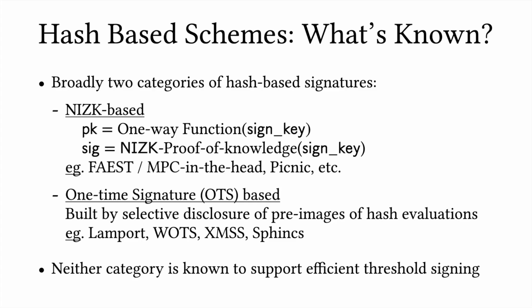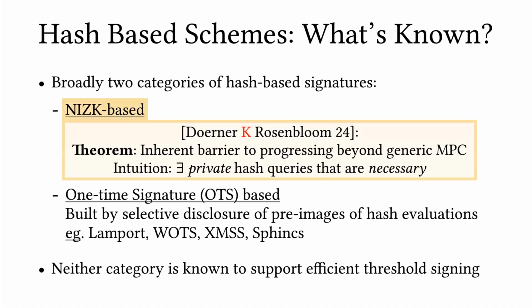And on the other hand, there's one-time signature-based schemes. So there's no good way to succinctly characterize this class of techniques, but essentially you can think of this as starting from Lamport and then building upwards, like WOTS and then XMSS and SPHINCS and so on. Where the basic building block is a one-time signature, and then it's composed in interesting ways. And unfortunately, neither of these categories of schemes, at least the standard schemes, are known to support efficient threshold signing out of the box.